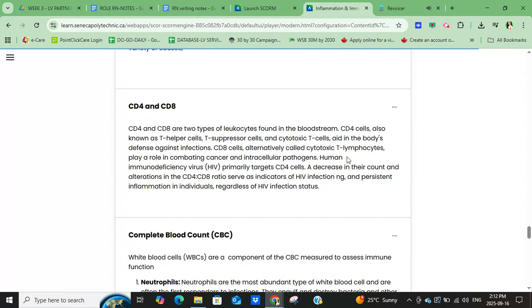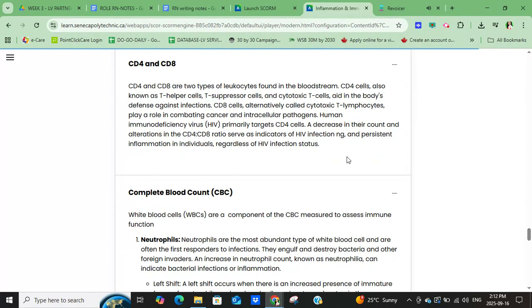CD4 and CD8. CD4 and CD8 are two types of leukocytes found in the bloodstream. CD4 cells, also known as T helper cells, aid in the body's defense against infections. CD8 cells, alternatively called cytotoxic T lymphocytes, play a role in combating cancer and intracellular pathogens.